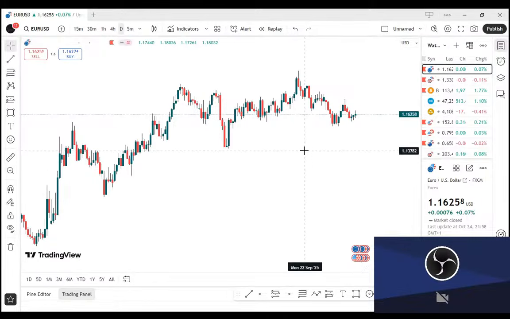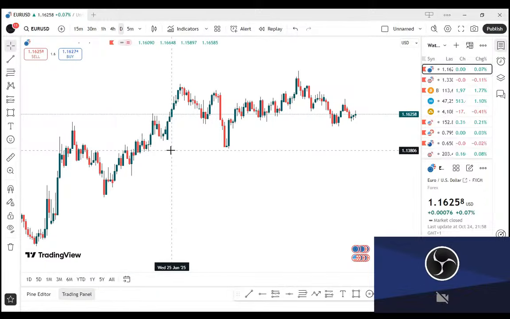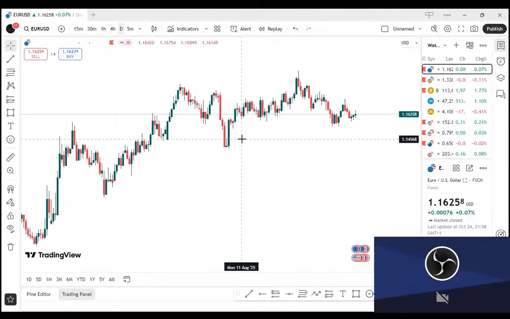So I'm currently on EUR/USD, this EUR/USD daily time frame. If you notice, the EUR/USD is currently bullish. The trend of the market is bullish.